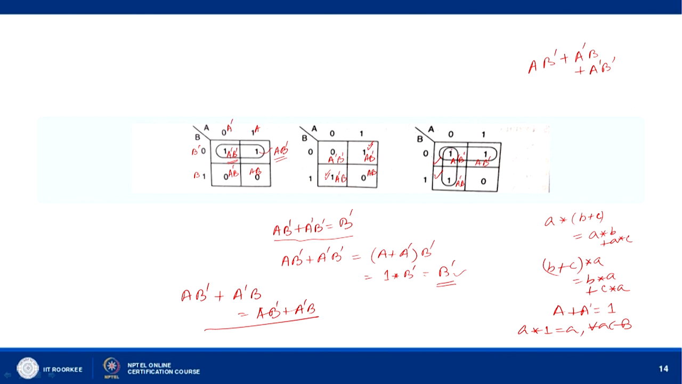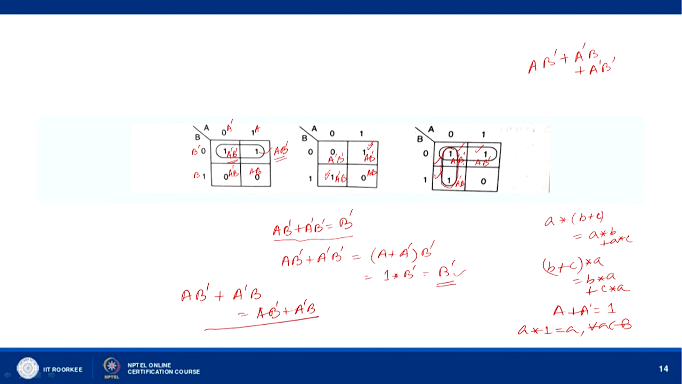So, we have this looping, and this looping then eliminates the variable which appears in complemented as well as in uncomplemented form, and which is B. Here it appears as B, here it appears as B dash. So, A dash B plus A dash B dash will be equal to A dash. Now, let us consider this square, this square represents A dash B dash and this represents A B dash.